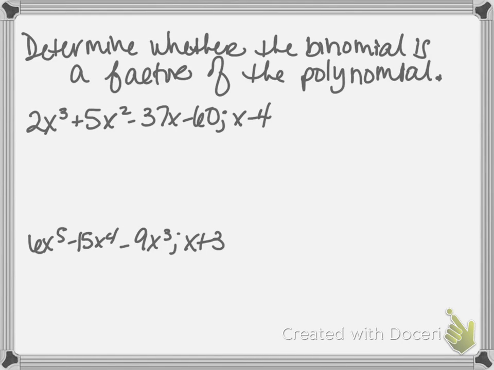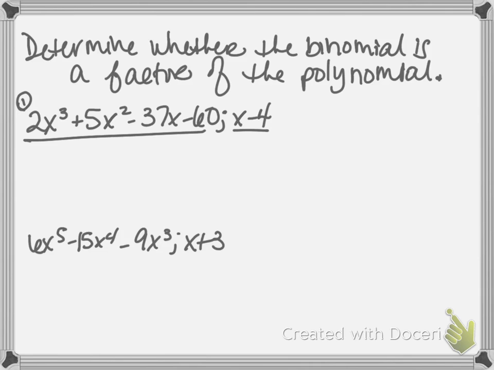So the instructions in this section say to determine whether the binomial is a factor of the polynomial. They give us this example: 2x cubed plus 5x squared minus 37x minus 60, and then it has a semicolon right here. Basically, all they're saying is that this is your polynomial, and this is your binomial. We could do this the long way, with long division, or we could do this with synthetic division.